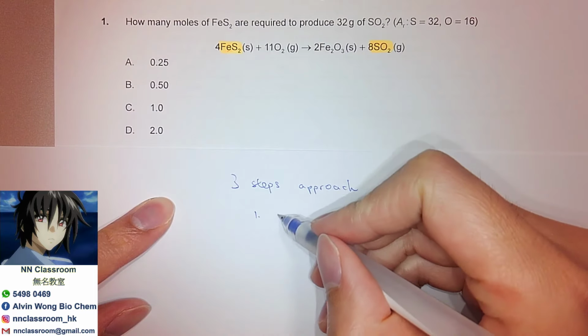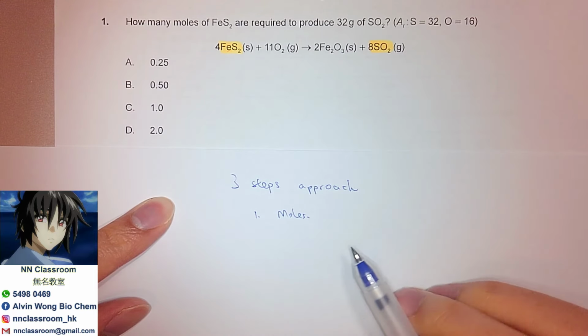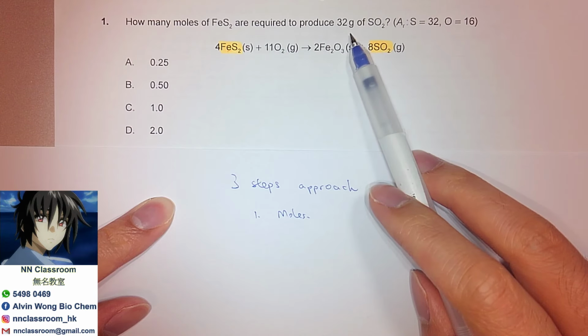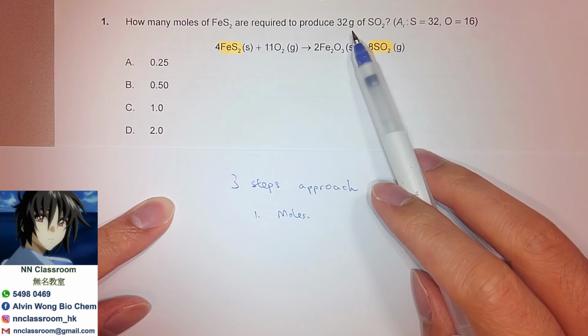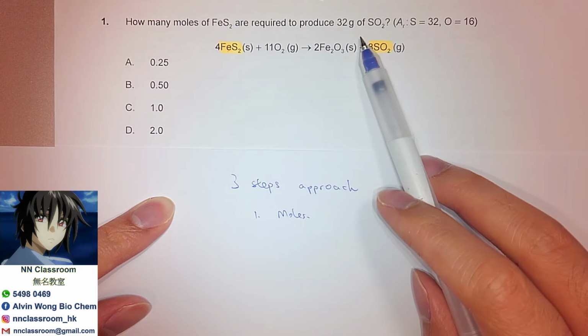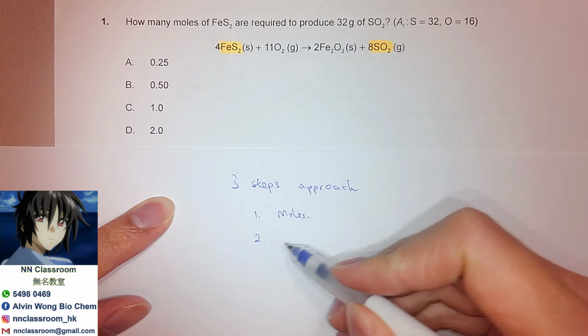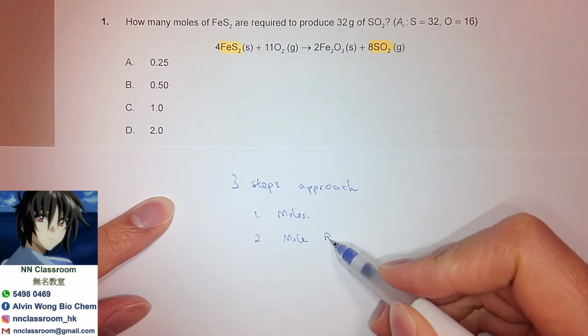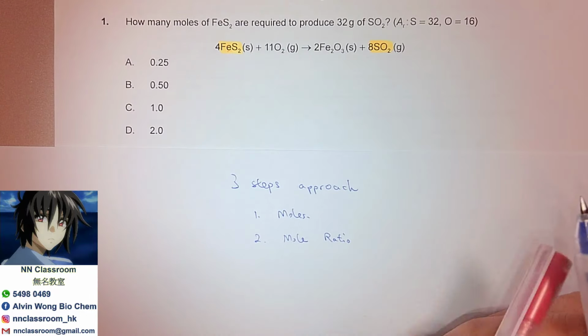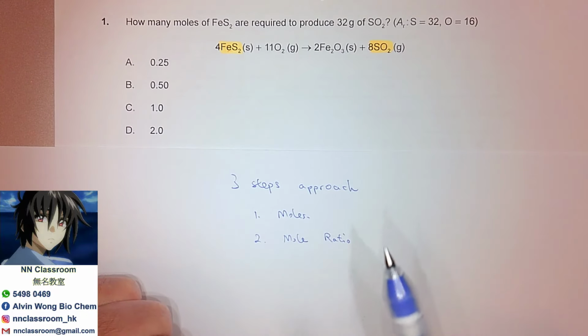The first step is to work out the moles whenever it is given. Just like this case, we are first given the mass of SO2. So we can first work out the moles of SO2 simply by the equation mass over molar mass. Then we can make good use of the equation, dealing with what we call the mole ratio. So do remember the coefficient. Now don't call it coefficient anymore.